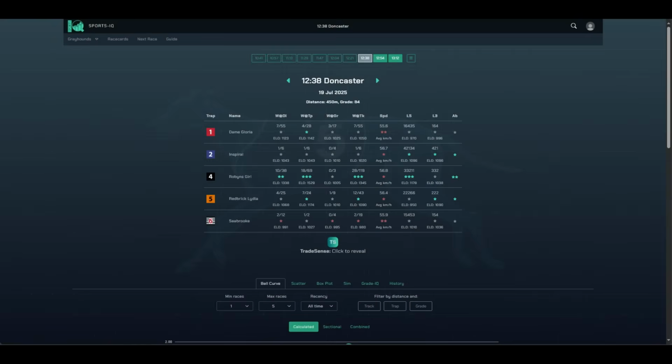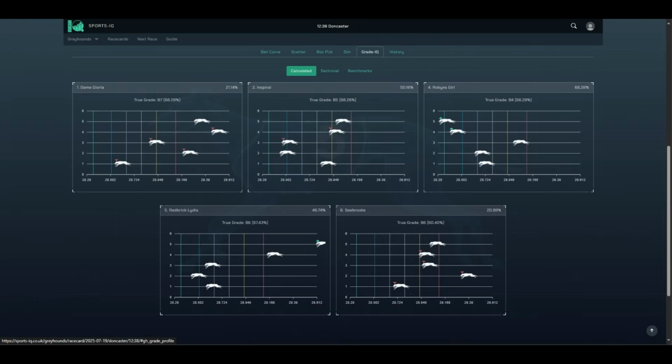Let's kick things off at Doncaster 1238, a grade B4 over 450 meters. I'll walk you through how I built the trade using Sports IQ's full tool set. We begin with Grade IQ, which shows how each dog's recent runs stack up against benchmark times for this exact track, trip, and grade. Trap 4, Robin's Girl, stands out immediately. Performance score of 66.28%, which is very solid.